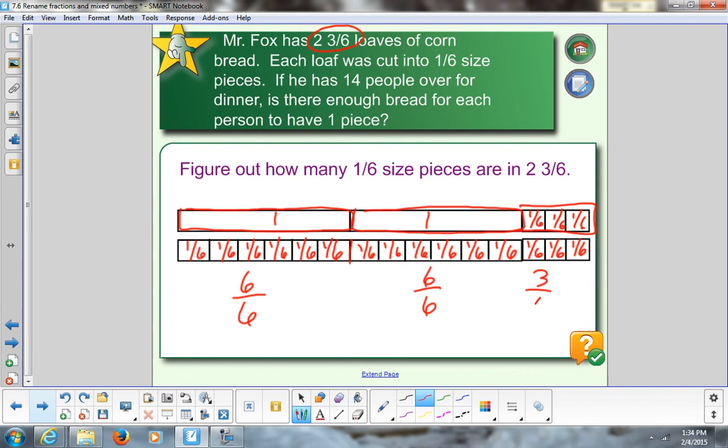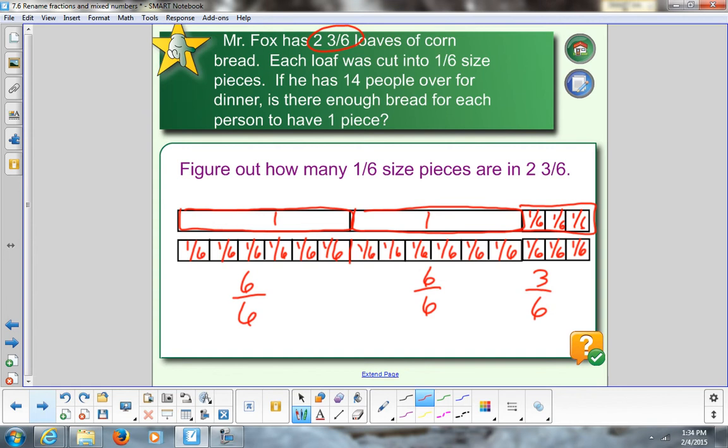Okay, so this is 3/6, right? Does everybody see how I did that? Take a look at that. So one loaf is 6 over 6. The second loaf is 6 over 6, and then I have 3/6 of a loaf. Now, how am I going to figure out if there's enough bread for everybody?